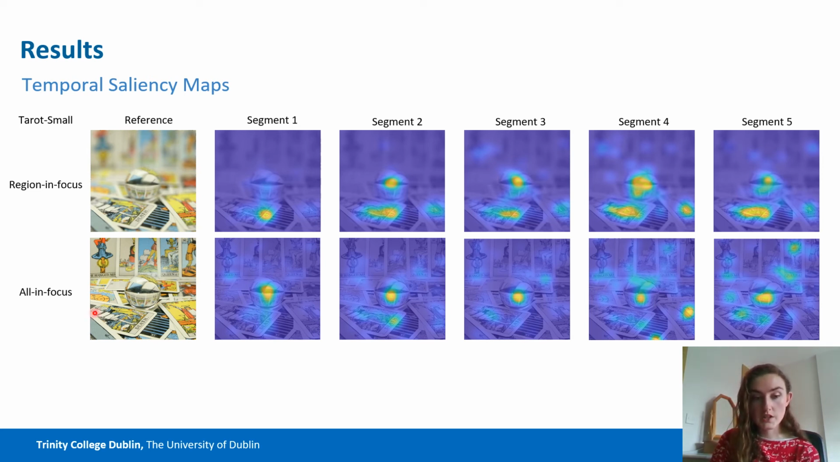And when we look at the all-in-focus rendering for this light field, we can see that this center object is the main salient region throughout the 10-second video. And this indicates that if an area is highly salient in the all-in-focus rendering, then it is often also salient in the other renderings, even when it is not an area in focus.